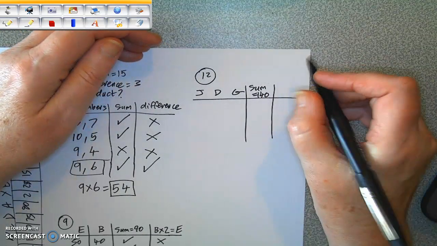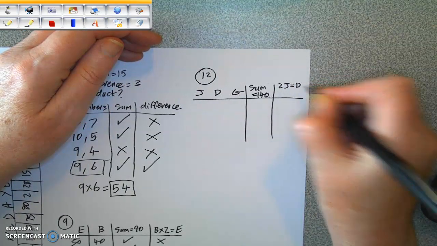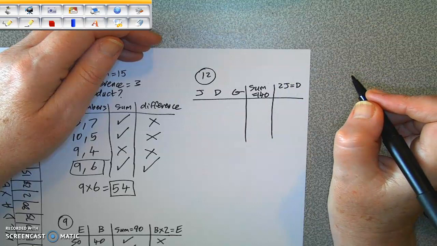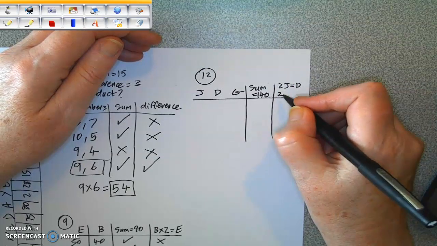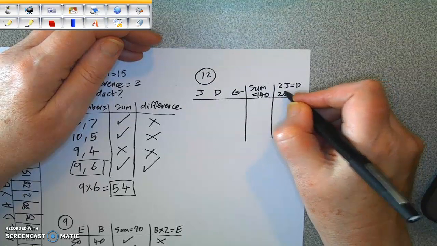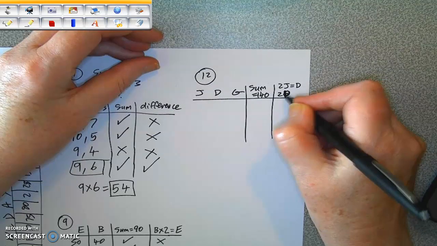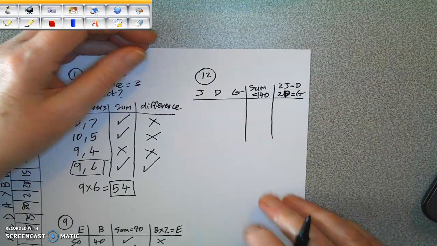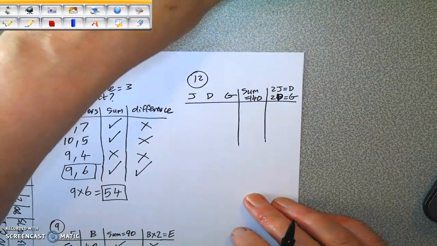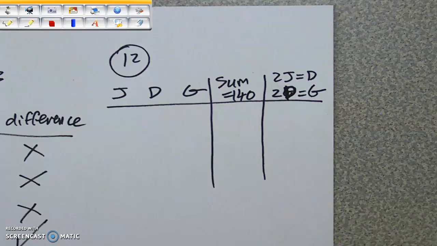D equals 2 times J. So 2 times J is D. And 2 times Gramps. No, 2 times Dad. Sorry, let's get this the right way around. 2 times Dad, that's a D, is Gramps. Okay, let's zoom in on that so we can just focus on that. All right, here we go. So they have to add up to 140.